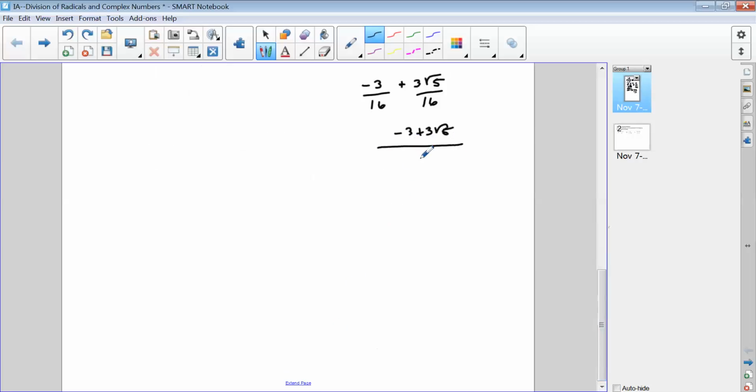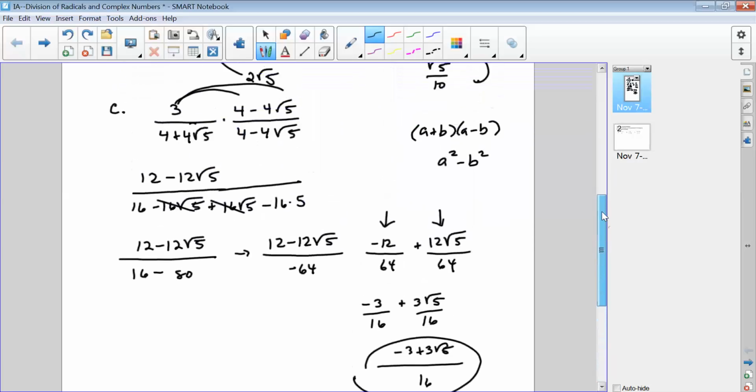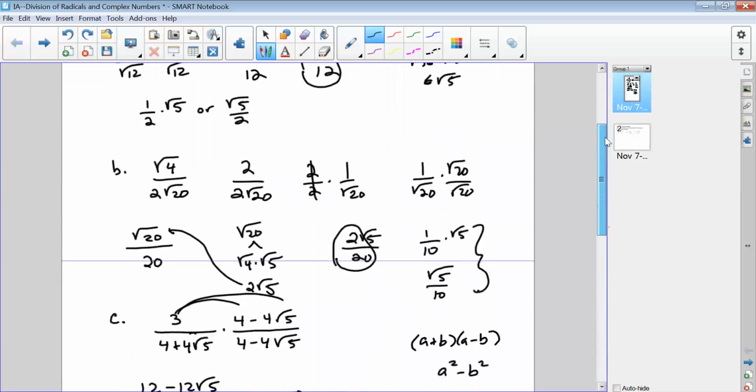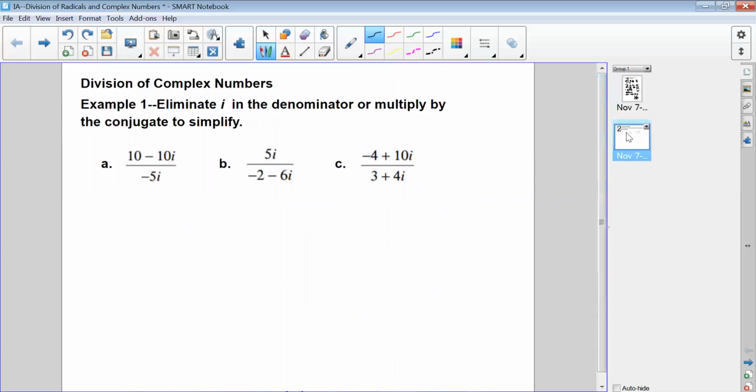And all divided by 16. So again, this was problems that dealt with rationalizing or multiplying by the conjugate to simplify a radical expression. The next 3 examples will involve working with imaginary numbers.